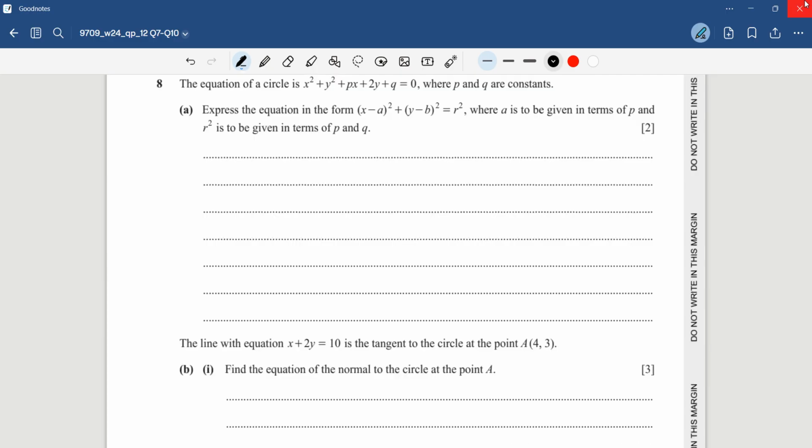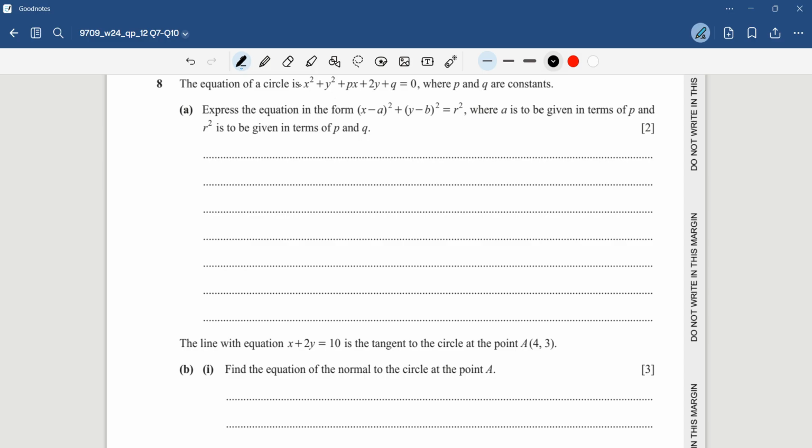Question number 8. The equation of a circle is x squared plus y squared plus px plus 2y plus q equals 0, where p and q are constants. Express this in the form (x minus a) squared plus (y minus b) squared equals r squared, where a is to be given in terms of p and r squared is given in terms of p and q. So this is the general form. From the general form, we want to form the vertex form. We will use the completing the square method.